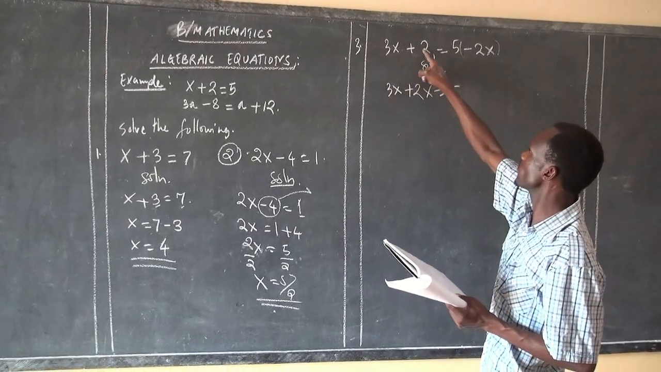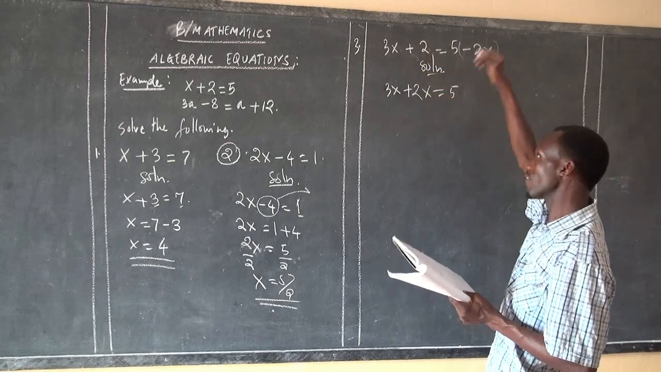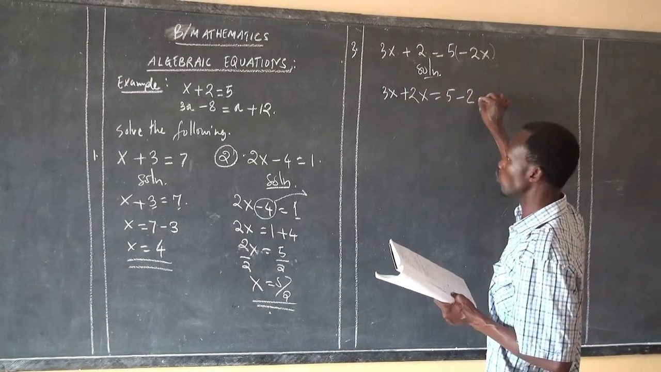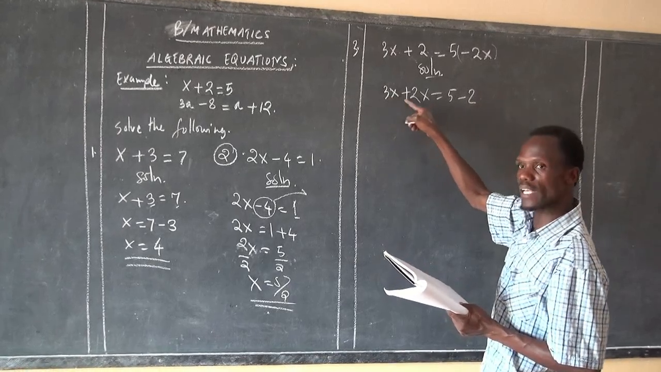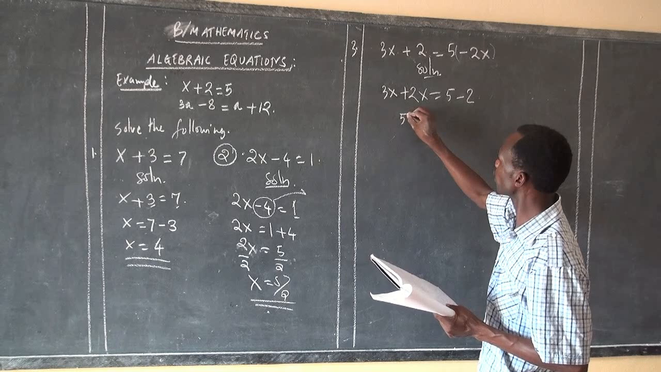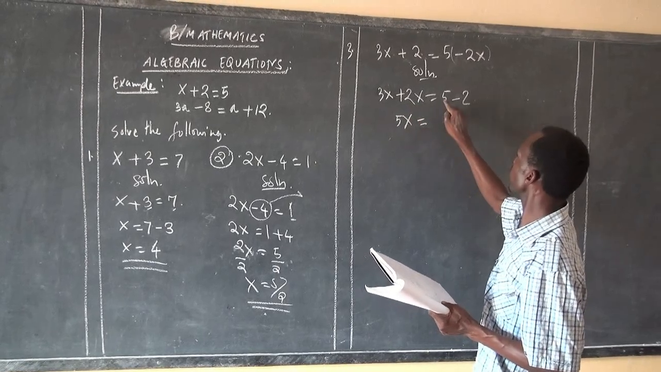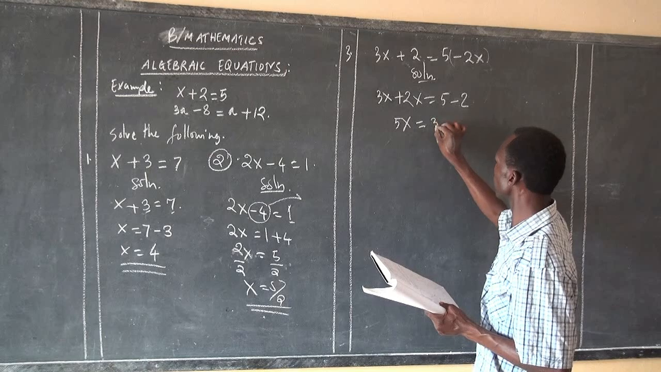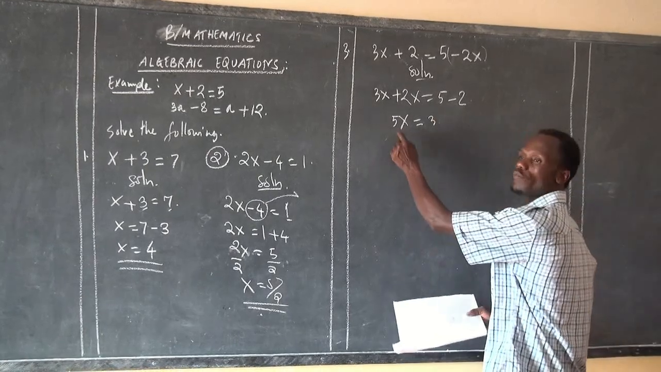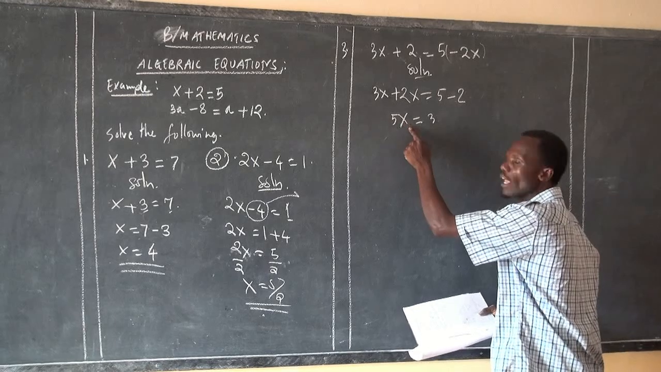Now taking this positive 2 to the other side becomes what? Negative 2. Now here 3x plus 2x, now it is 5 what? 5x is equal to 5 minus what? 2, which is equal to what? 3. We are looking for the value of x and not 5x.